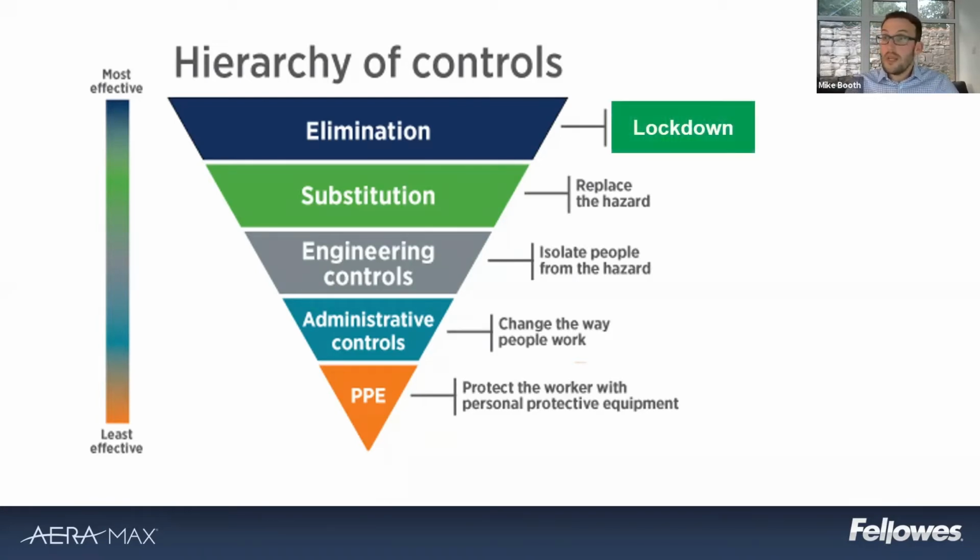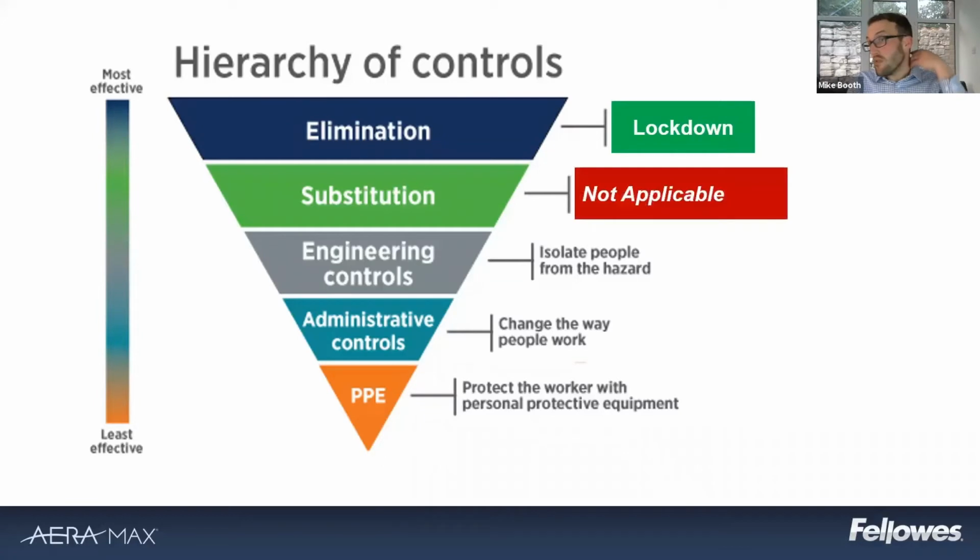So first of all, elimination would be the safest approach, but arguably the least sustainable approach as we look to reoccupy and get back to normal, and that would be a complete lockdown. Substitution, there really is no option here. This would be something like the use of asbestos within the built environment. That would be an example of substitution in relation to the hierarchy of controls methodology.